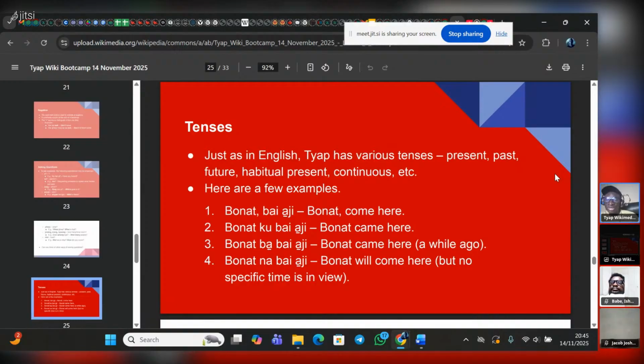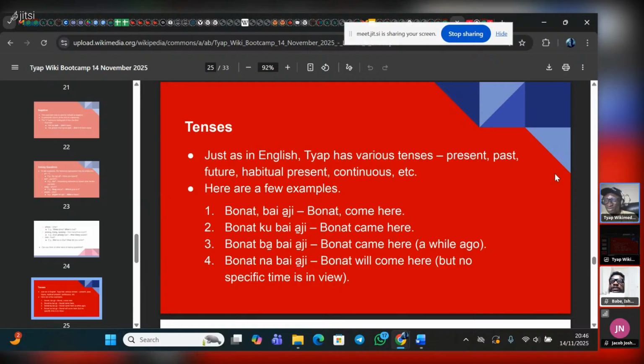But for us to make them proper past tense, or to use them as future tense, we have to add modal verbs. Modal verbs are heavily used in Tyap, and we have about three modal verbs used for past tense, which are ku, kan, which is had or has or have, and then we have ba. Ba is a past tense, but it's usually used within the day.